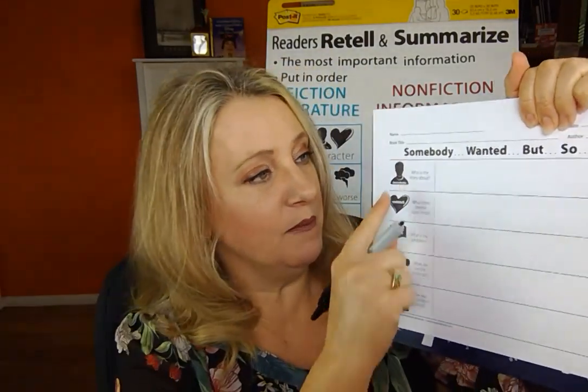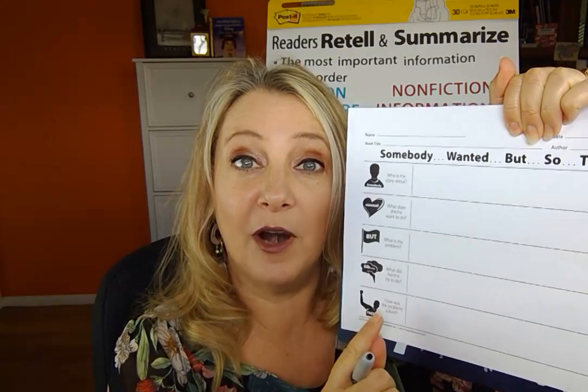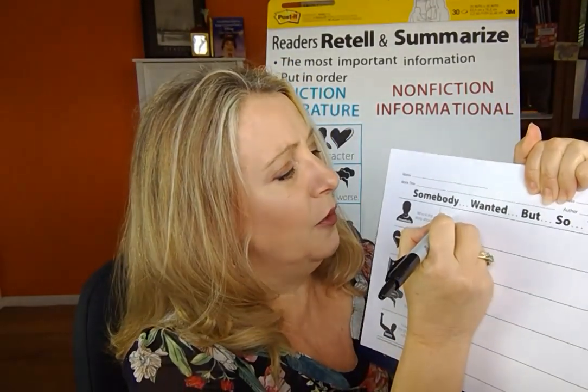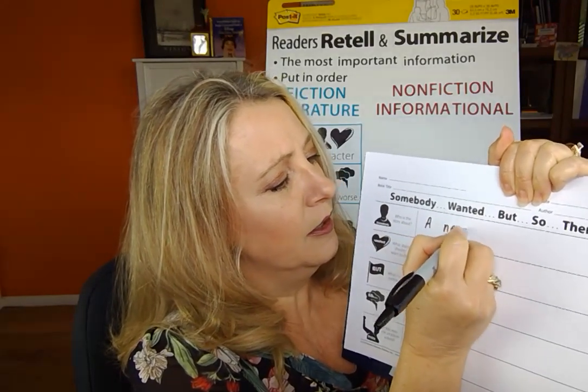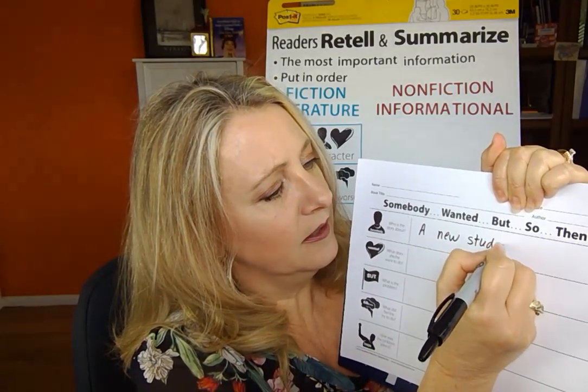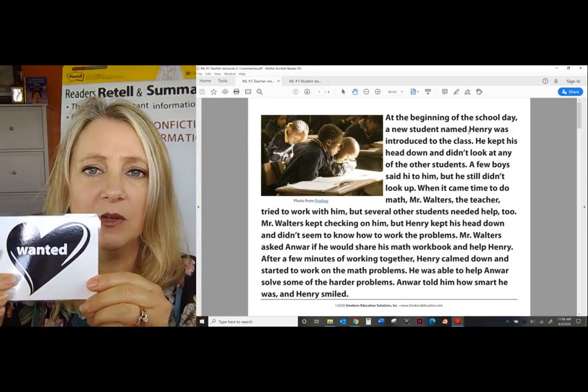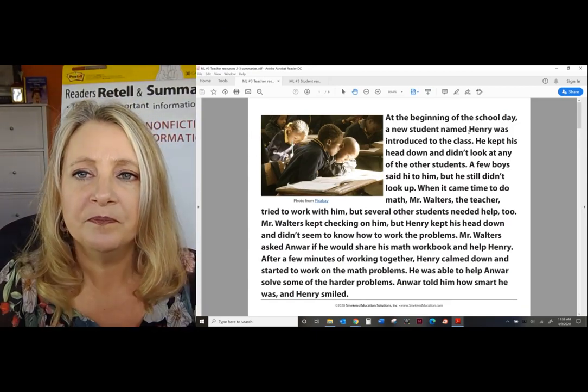So I actually have a chart that helps me remember the words in the frame. And so I'm going to use this chart and I'm going to go ahead and write it down because that's what readers do. They write down the details so they can remember them. So a new student, Henry. Okay, that's what I'm going to put down. Henry. A new student, Henry. Well, what did he want? Let's see. That's the next one. What did he want? So let's look back at the passage.